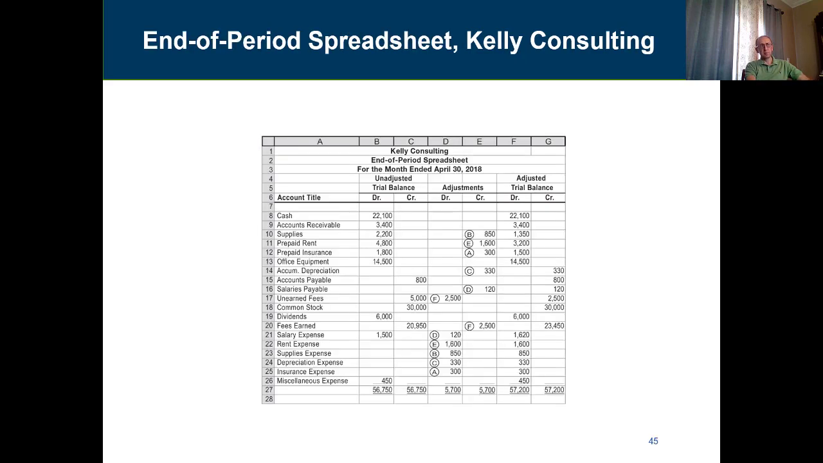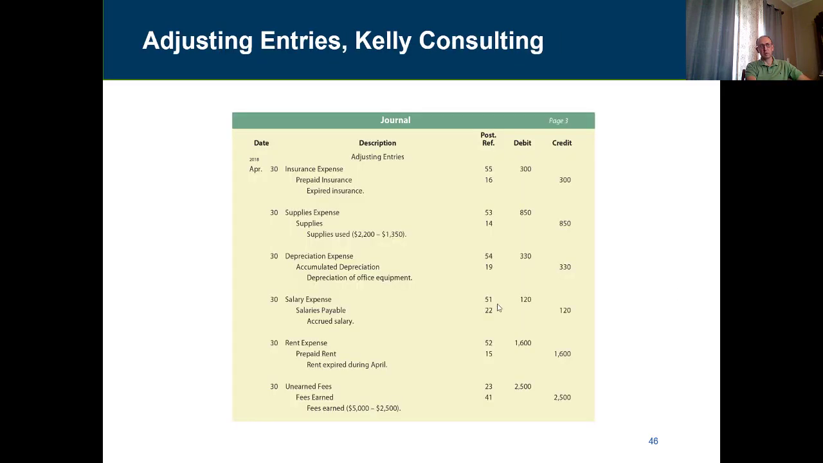So here is also an example of the spreadsheet that we use in order to update our adjusting entries. So you see here the unadjusted trial balance, we have the adjustments, and then we have the adjusted trial balance. And usually we use the adjusted trial balance here to prepare the financial statements. So before we go to the financial statements, let's see how the adjusting entries look like.